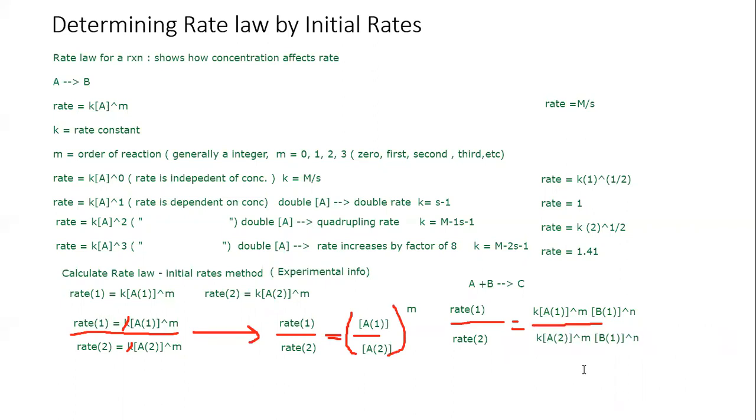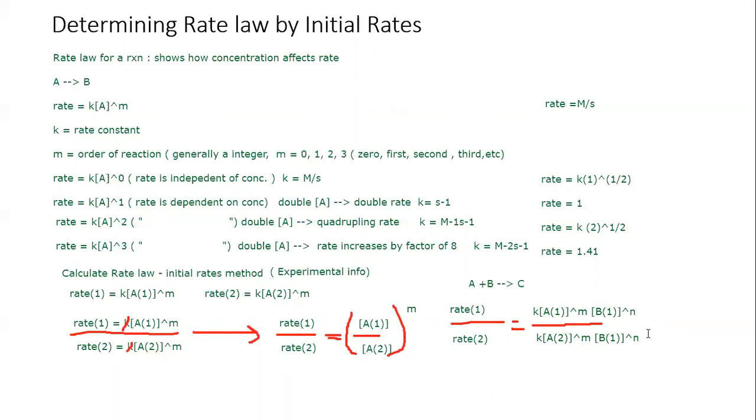So again, what you do is if you wanted to determine the order of reaction of A, you have to pick two experiments where A changes and B is constant. So the concentration of B doesn't change. And then once you determine the order of reaction of A, then to find the order of reaction of B, the best way to do it is, if possible, pick two experiments where B changes and A is constant.